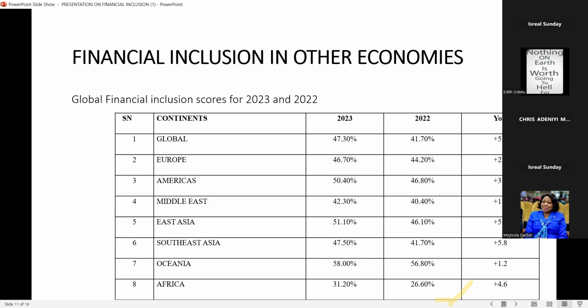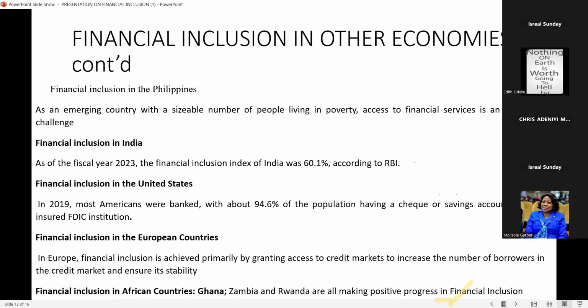We should just know that. And then, let's move on. Financial inclusion in other economies continued. This is for the Philippines. The Philippines is an emerging country with a sizable number of people living in poverty, and access to financial services is an important challenge to them. Then in India, this was the position. As of fiscal year 2023, the Financial Inclusion Index of India was 60.1, according to this agency.